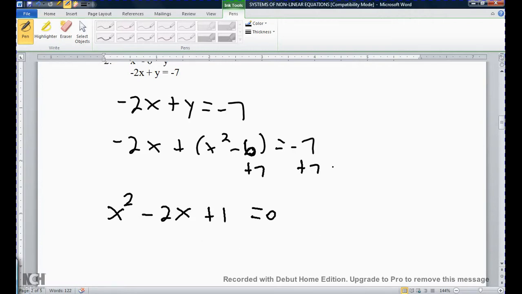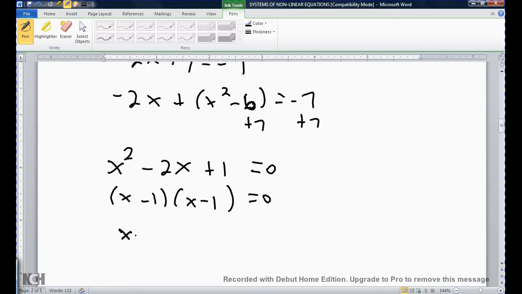Now to solve this, you can use the quadratic formula or completing the square, but I'm actually going to factor. And if you know how to factor, that may be the best way. The factors are x minus 1 and x minus 1. Since they're both the same, I only have to solve one of those equal to 0. And when I do so, I get x equals 1.